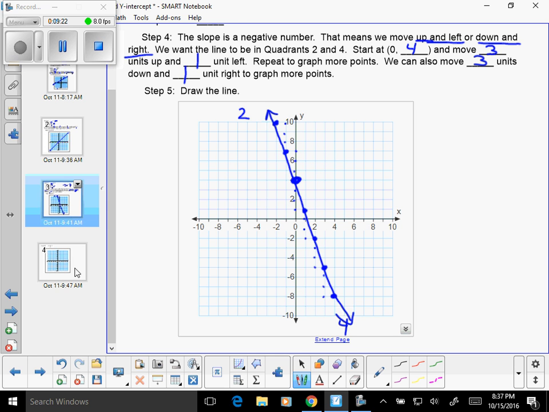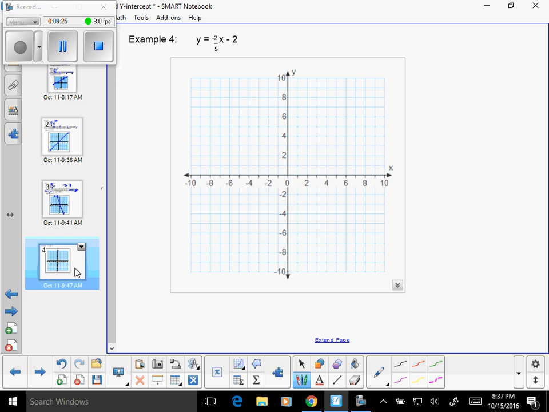Let's try example 4. Negative 2 over 5. This lesson's going to be a little longer because we're going to go for it. My intercept is going to be negative 2. My slope is going to be negative 2/5. That means I'm going to graph 0, negative 2. Now, my slope is negative 2/5.